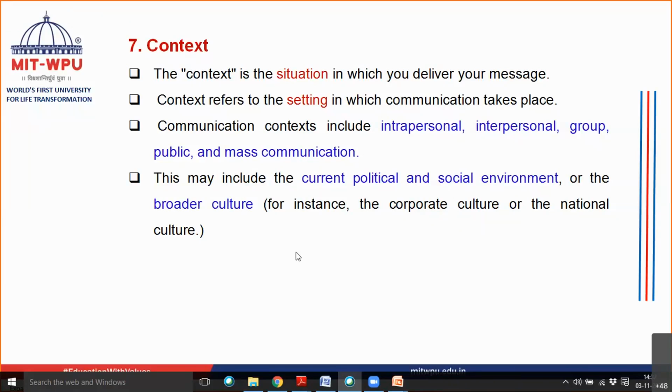Okay. So there are different contexts with respect to which you are saying some particular message, and the person has to receive the message in that context only. If the context is lost, if you don't tell the context to a person, and only the message is being told to the person, then the communication may fail, because the communication is done with a particular context. So this context is also very, very important.